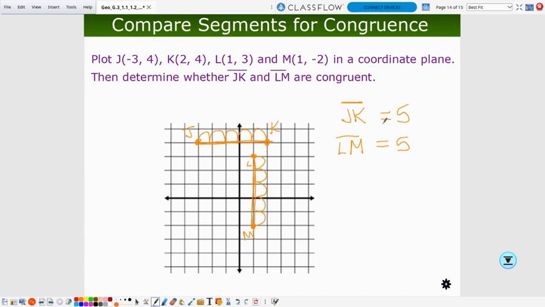Therefore, because their lengths are the same, segment JK is congruent, and this is the symbol for congruence right here. 2 lines with the tilde above it. JK is congruent to LM. Take a moment to remember what congruent means. Congruent means it has the same length. So these two definitely have the same length, therefore they are congruent.